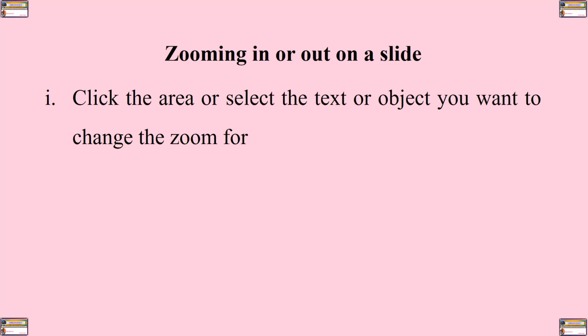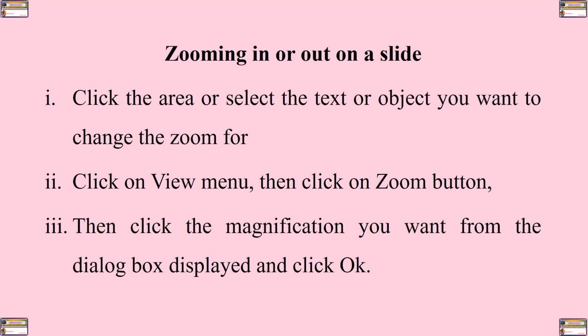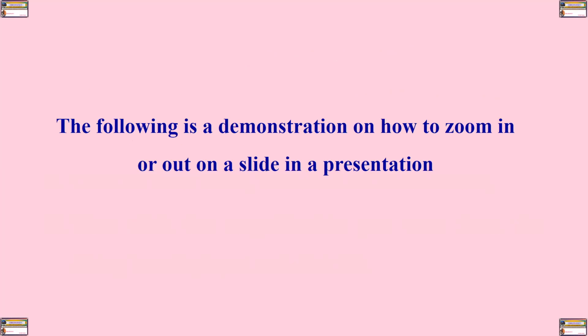So for you to do that, you click the area or select the text or object you want to change the zoom for. Then click on the View menu and click on the Zoom button. From there, click the magnification you want from the dialog box displayed and click OK. Let's see how we can do it.